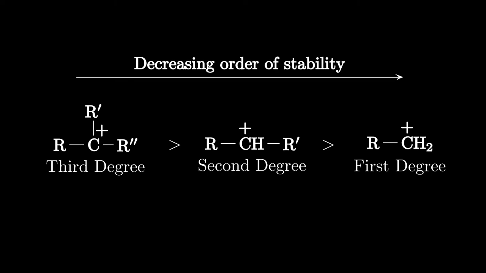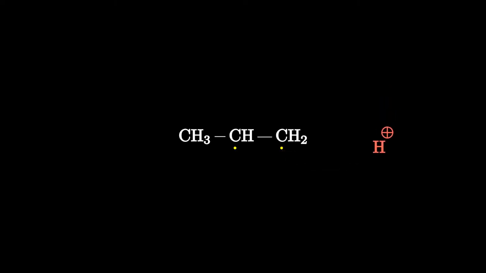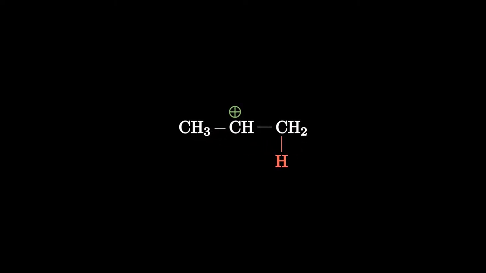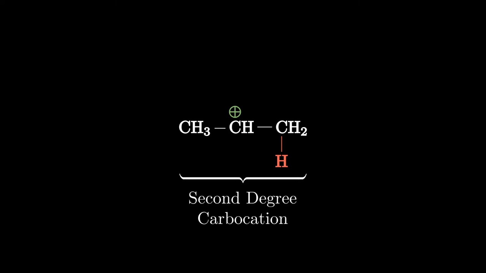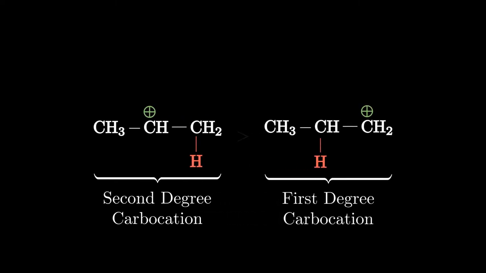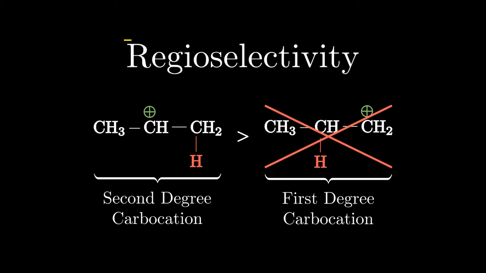Let's take a look at the second path now. We can see that we get a second degree carbocation, which if you recall is inherently more stable than a first degree carbocation. Thus, we get more of the second type rather than the first. This characteristic of a reaction to pick one option out of many is known as regioselectivity.